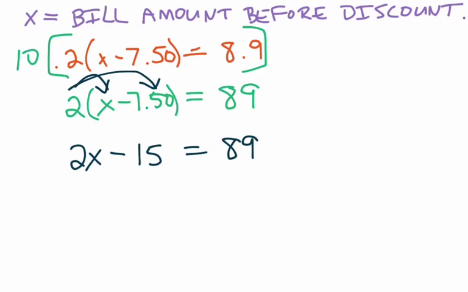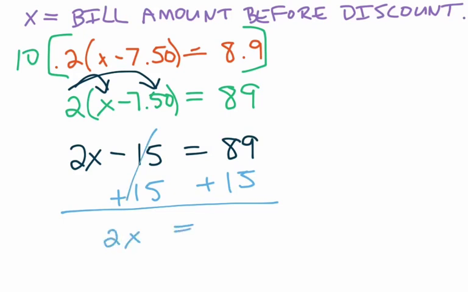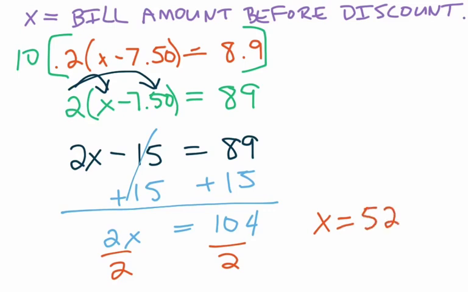Now I want to add 15 to both sides because my constant term is alone on the right. So add 15 to both sides. These cancel, and I get 2x is equal to 104. Finally, I'm going to divide both sides by 2, and I get x equals 52. All right, so x equals 52.